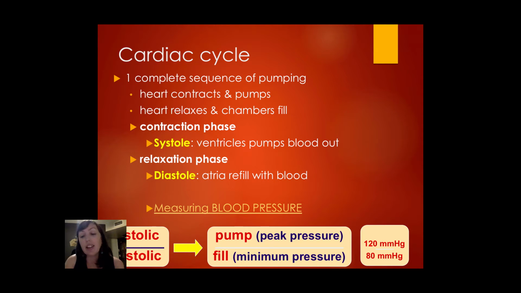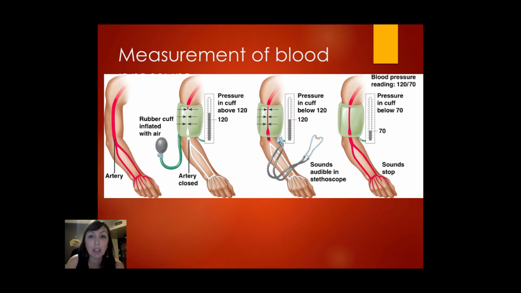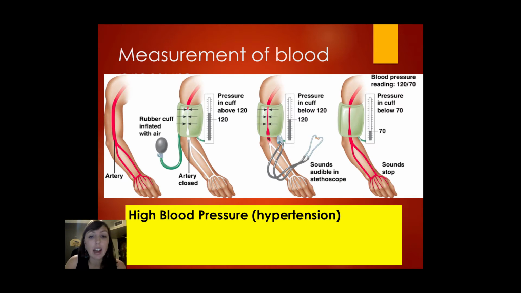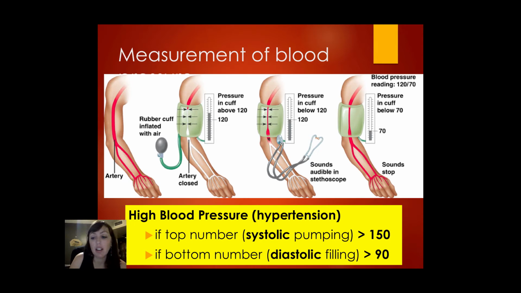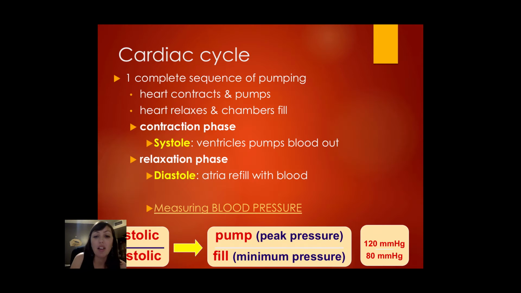And it's calculated in millimeters of mercury. Okay, so it's a measurement of blood pressure. High blood pressure, or hypertension, is when your top number, which remember is your systolic, is greater than 150, and your bottom number is greater than 90. Remember, it's a measurement of that peak pressure over the minimum pressure.